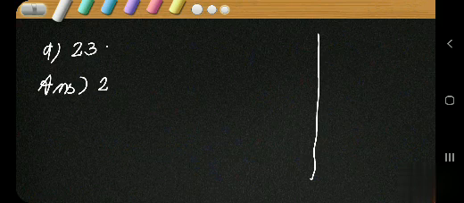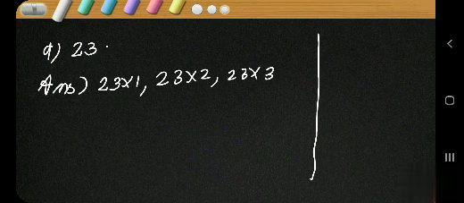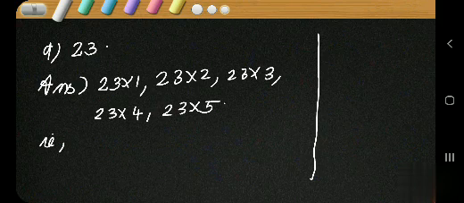Yes, 23 into 1 is the first multiple. Second multiple is 23 into 2. Third multiple is 23 into 3. Fourth multiple is 23 into 4. And fifth multiple is 23 into 5, isn't it? Of course, we all know any number into 1 is the number itself. So, the first multiple 23 into 1 is what? Yes, that is 23 itself.